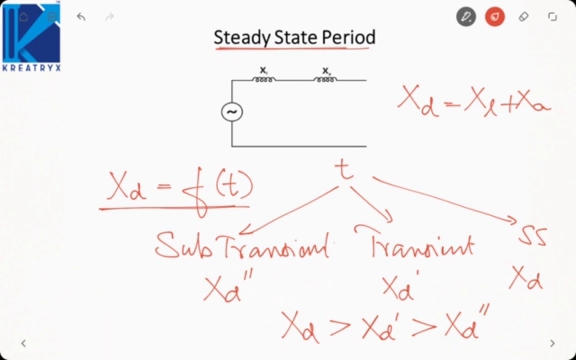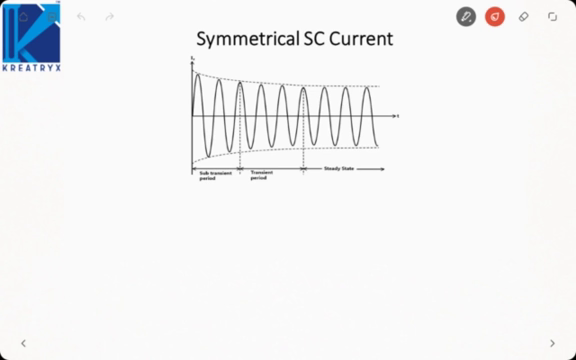Okay. So here we give the physical significance to the periods: subtransient, transient and steady state. Earlier I vaguely defined 1 to 2 cycles as subtransient, 2 to 5 as transient, and after 5 cycles it will be steady state. But now we see what is the physical significance behind these three periods. Now suppose we plot the symmetrical short circuit current. Symmetrical short circuit current means AC current. We are not taking the DC offset.